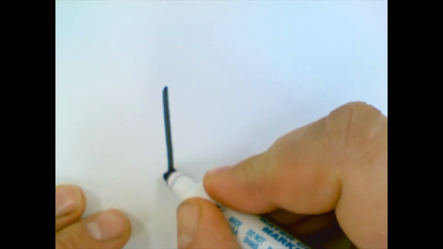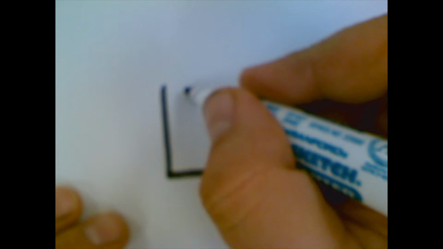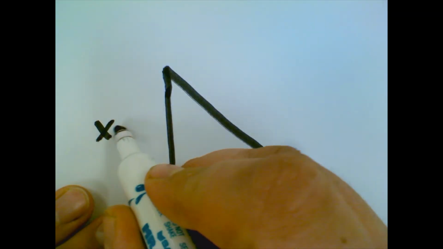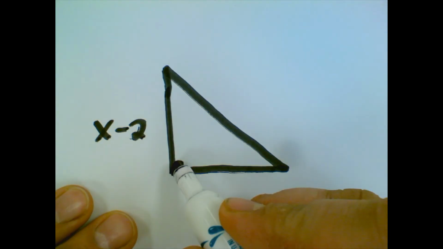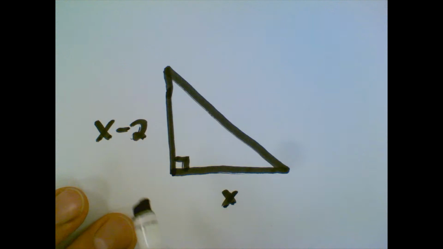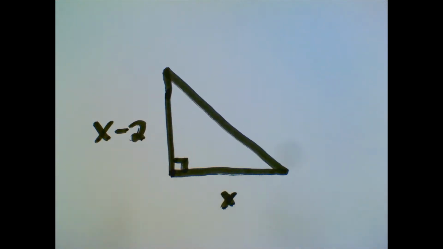So here's our right triangle. And in the picture, this side is x minus 2. We obviously have a right angle, and this side is x. So this leg is 2 meters less than that leg. And we want to find the area.